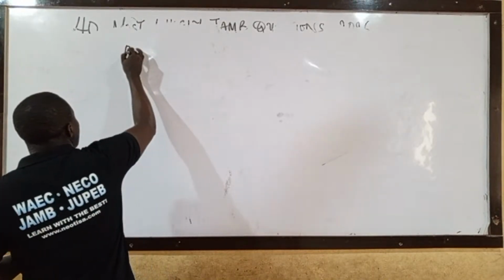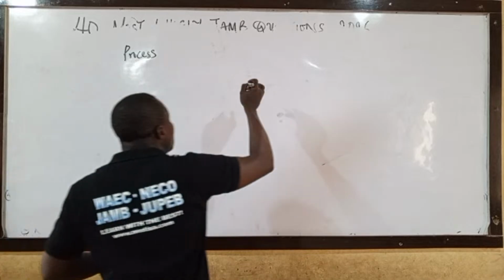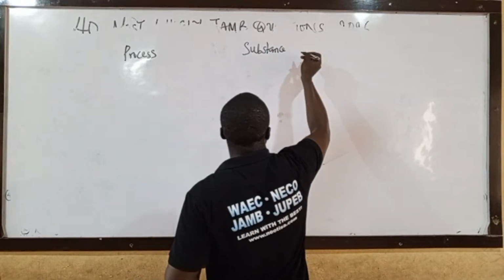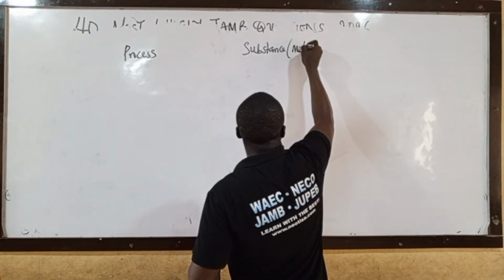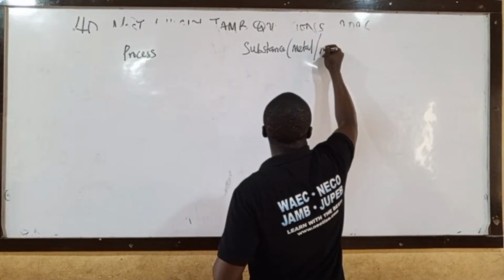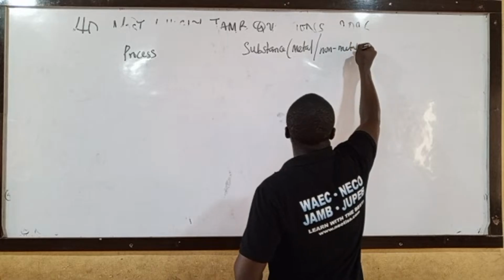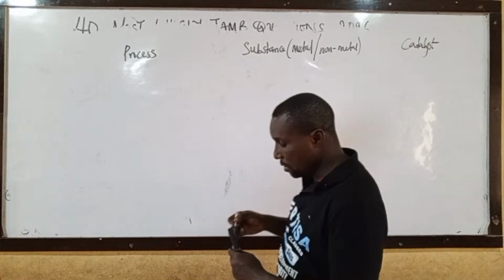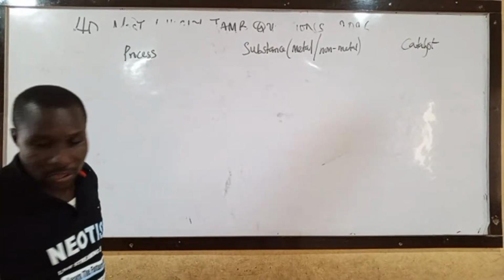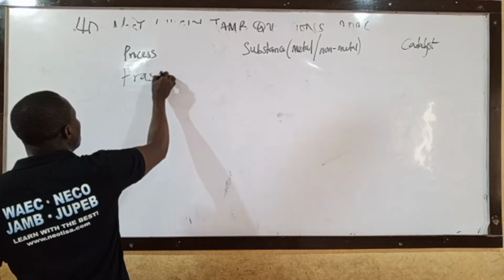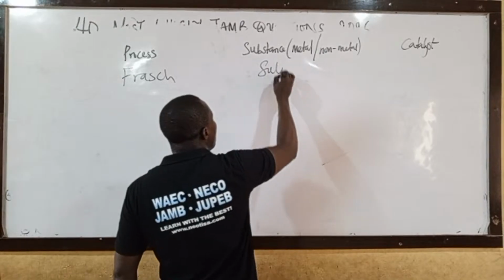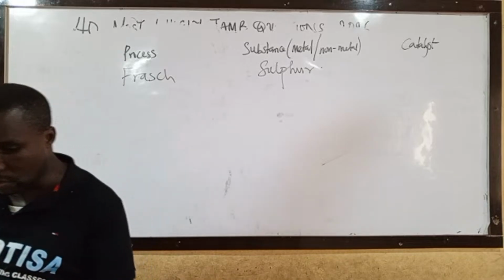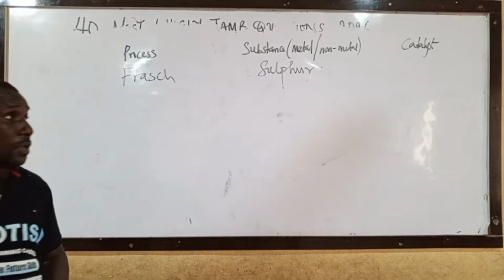Extraction: the process, the substance that's being extracted, it could be metal or non-metal, then the catalyst, if a catalyst is involved. We have the first one, the Frasch process. This one is used to extract sulfur. Take note of this. It's used to extract sulfur.